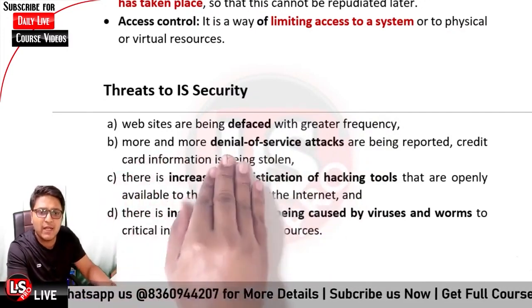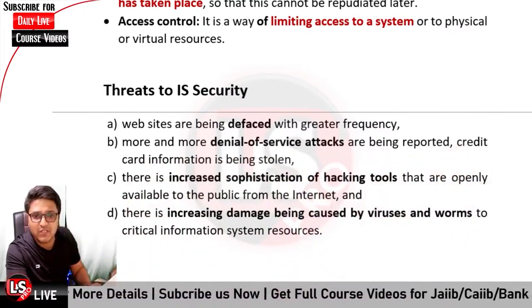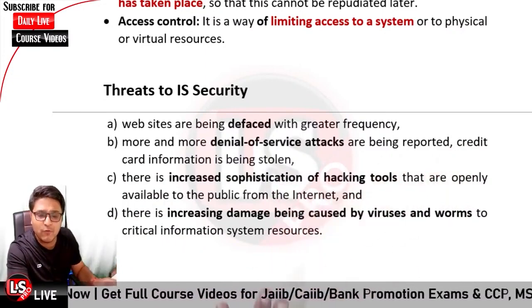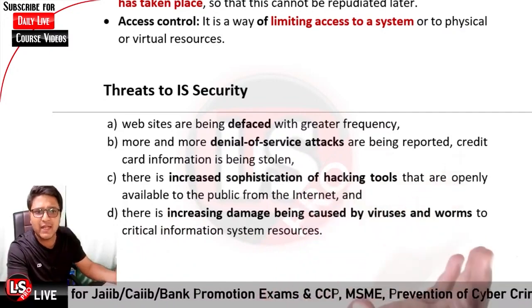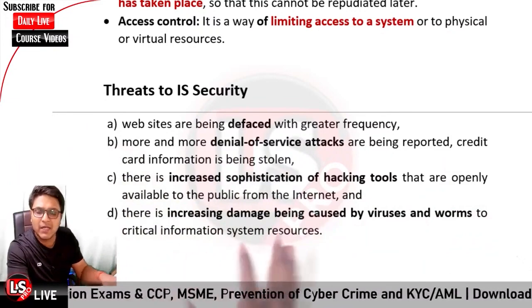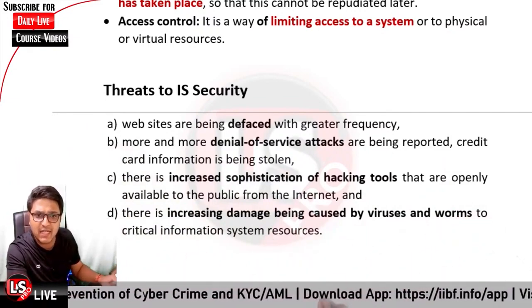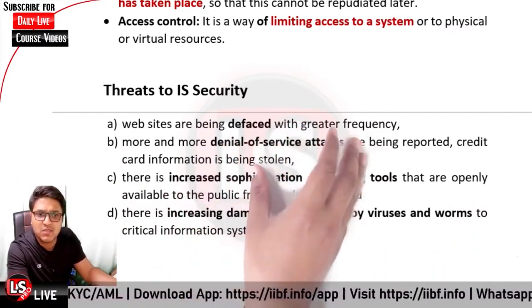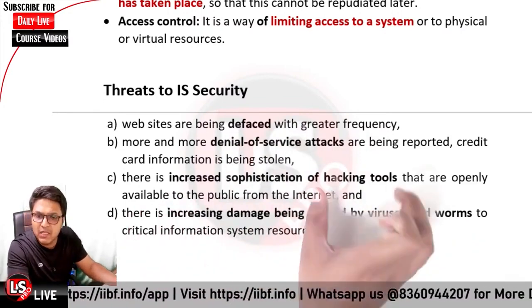Then, more and more denial of service attacks are being reported. What is a denial of service attack? A denial of service attack is a kind of zombie attack performed by hackers themselves. It could also be the case of credit card information. Nowadays, very many times we read news that credit card information is stolen and available in the black market itself. So these are threats to information systems security. And further, various types of hacking tools are being used.